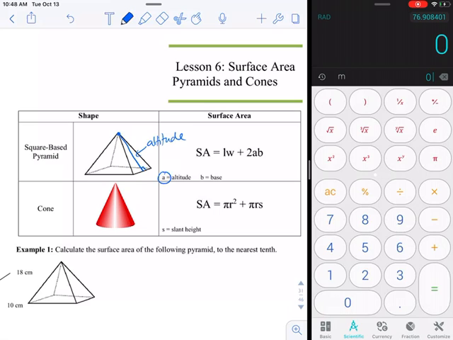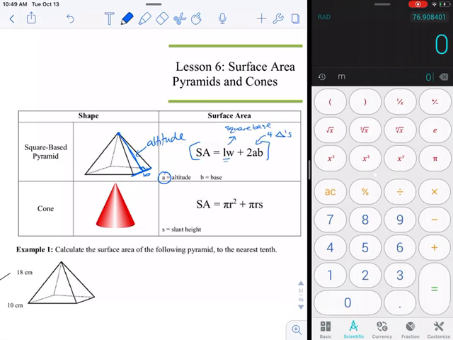And the base is the value that kind of intersects with the altitude. Okay, so the surface area formula is length times width. So that's the square base. And 2AB, that's the 4 triangles.